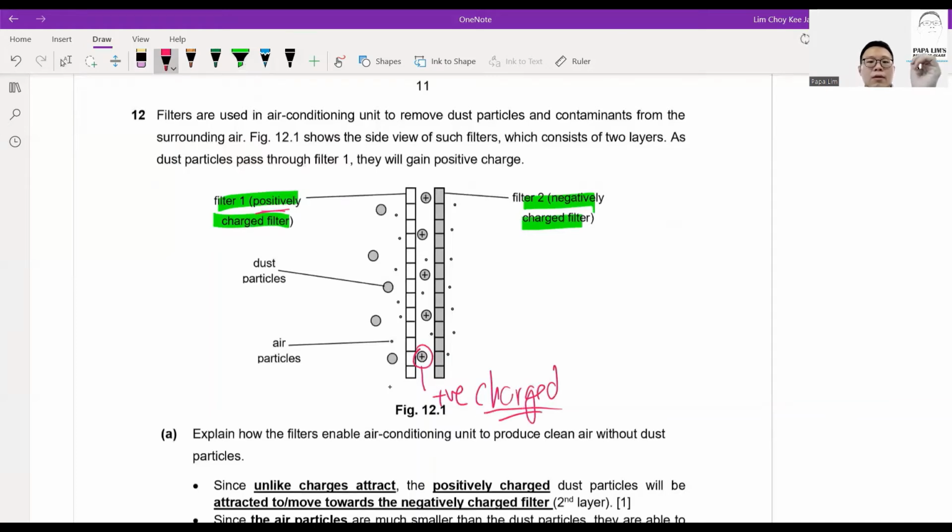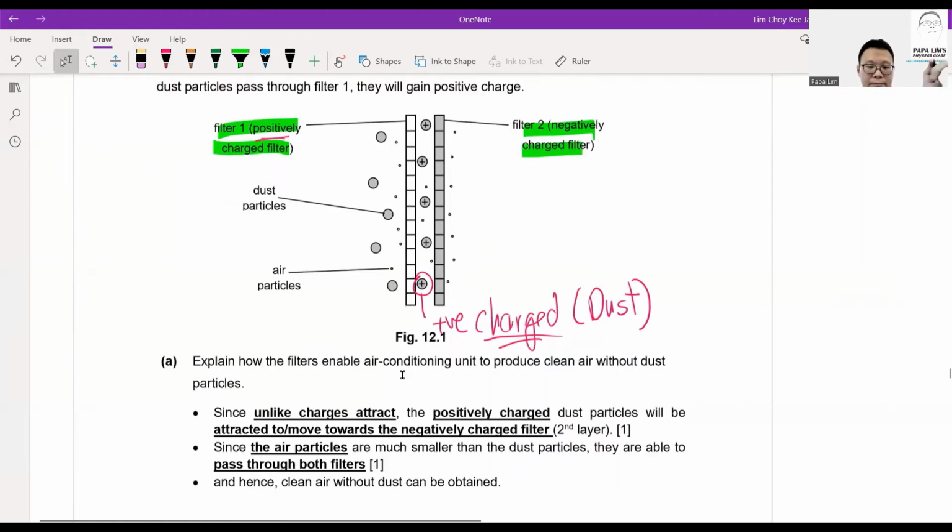Okay. Now, when I refer to the positive charged particle here, I'm only referring to the dust particle. The dust particle, which is slightly bigger in size, will get charged as compared to the air particle. The air particle being smaller will not be charged. So after passing through the first layer, you'll find that the dust particles are charged, but not the air.